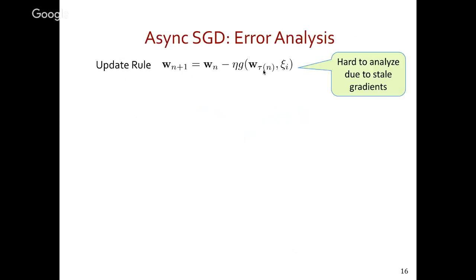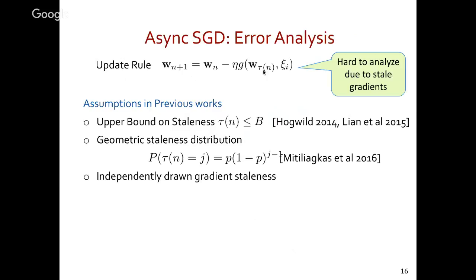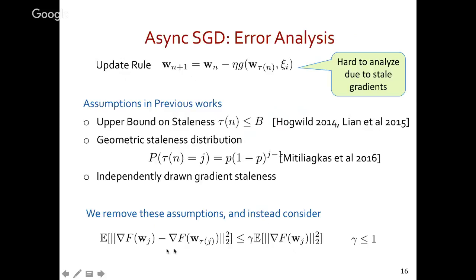Very recently, there have been some works that have analyzed asynchronous SGD, but there are certain assumptions that you have to make on this gradient staleness in order to get a tractable convergence analysis. Some assumptions made in previous work include an upper bound on the staleness, a geometric staleness distribution, or independently drawn gradient staleness. In our work with Sangamitra, we have another convergence analysis which relaxes some of these assumptions. We remove these assumptions and instead consider a weaker bound on the gradient staleness.